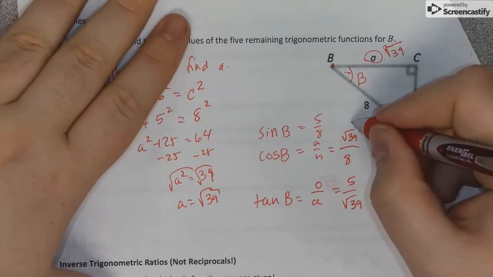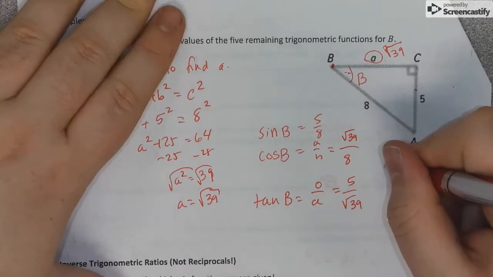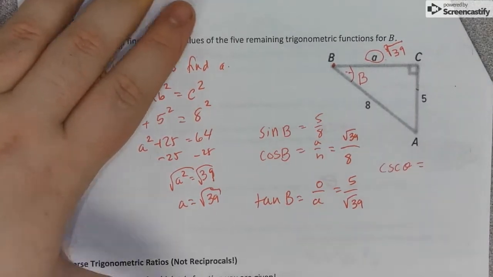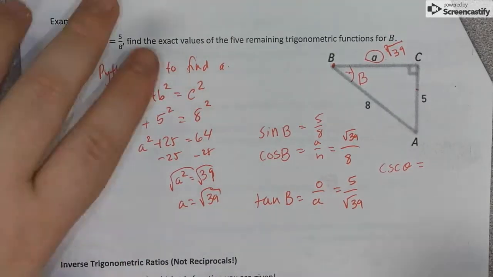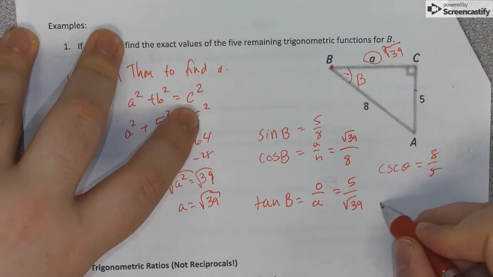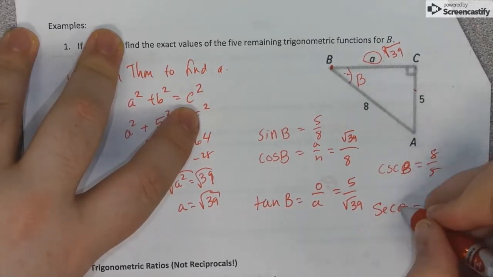So then the reciprocal functions. Let's start with cosecant. Remember, cosecant is the reciprocal of sine, so this is going to be 8 over 5. Secant theta is the reciprocal of, or sorry, this is b, not theta.